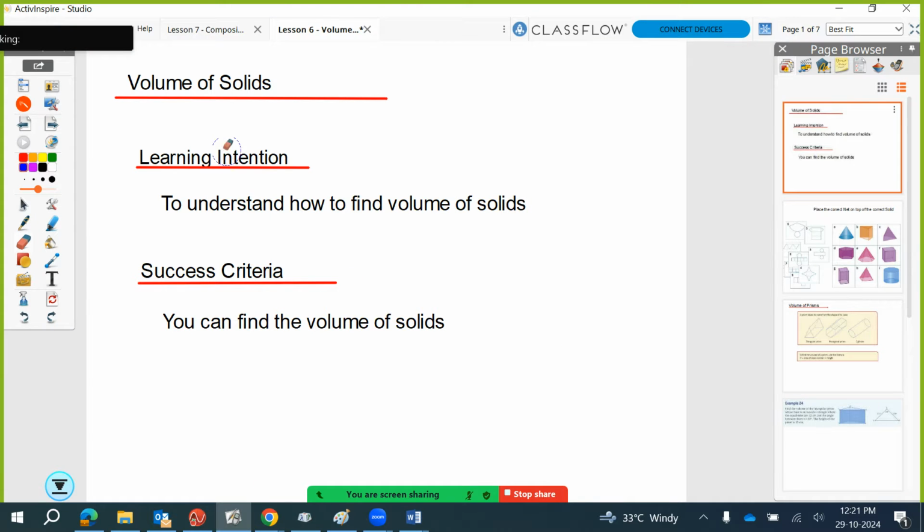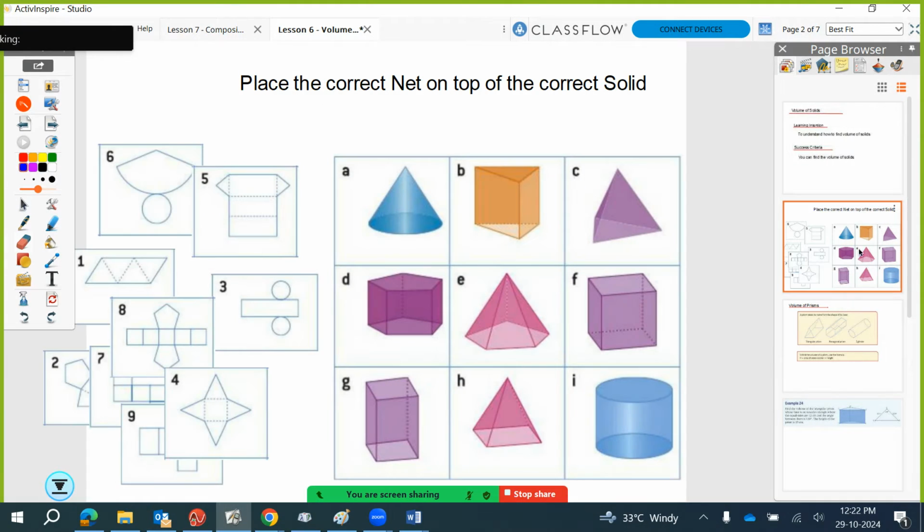Okay then, so today we're looking at the volume of solids and some formulas for volumes of solids. We've done our exercise to begin with and identified which of these are prisms. A prism has the same cross-sectional area all the way through the height. So this one was a prism, these are all prisms, because the shape at the top is the same all the way through the height.